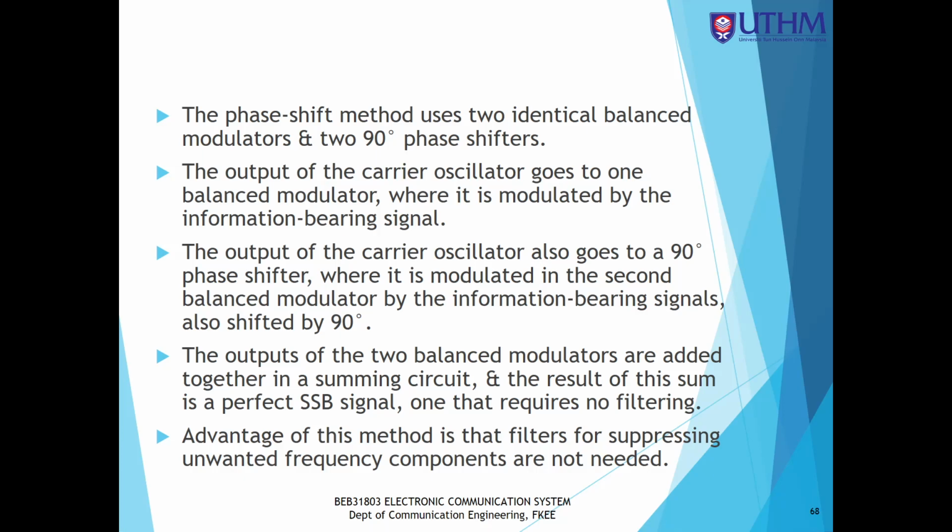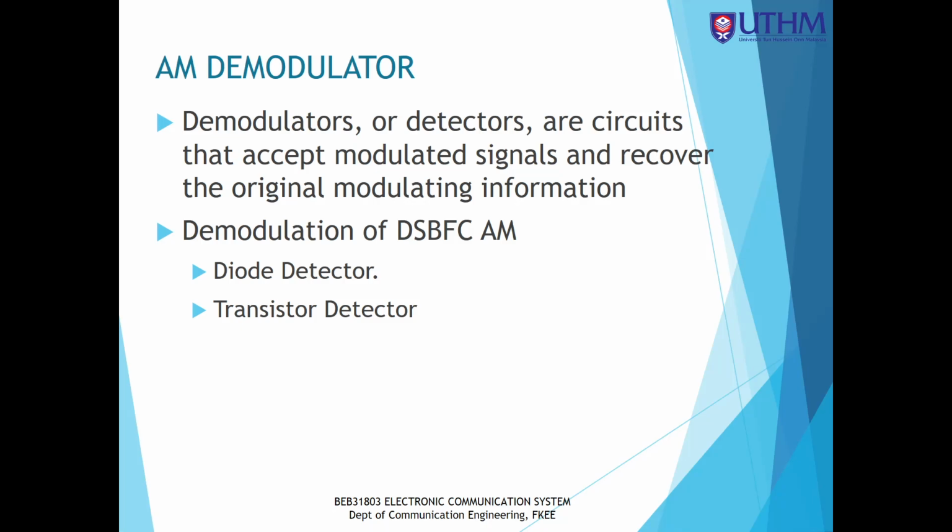Okay, this has already been explained. So now it is about the demodulator at the receiver. Previously, we have learned about the modulator, which is inside the transmitter. Now, the demodulation process happens at the demodulator, which is in the receiver.